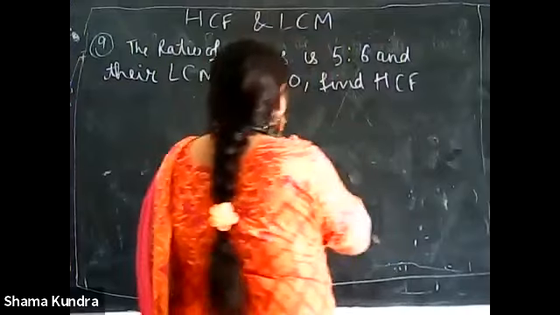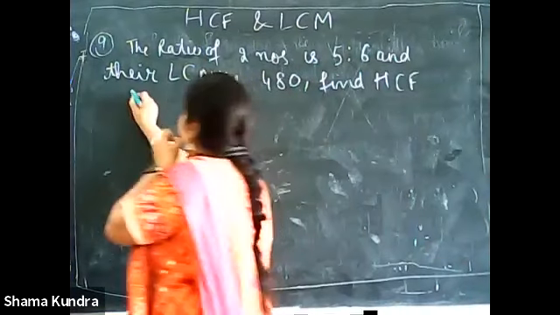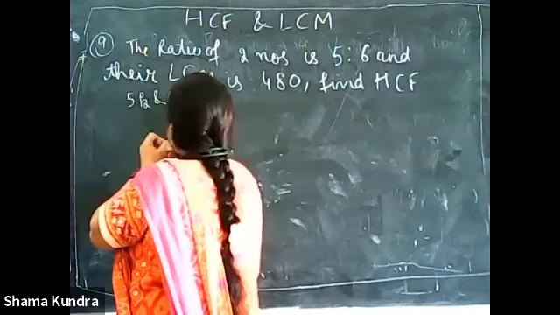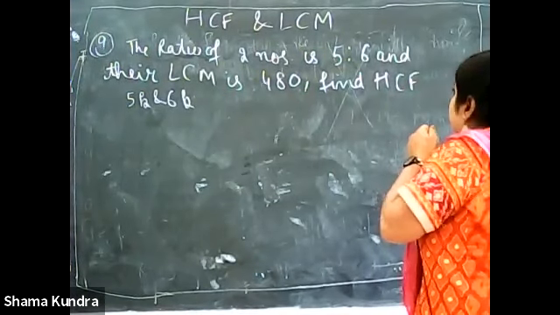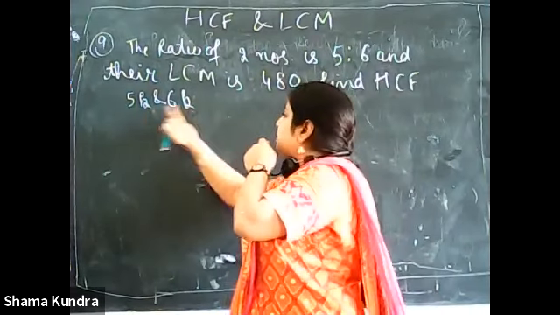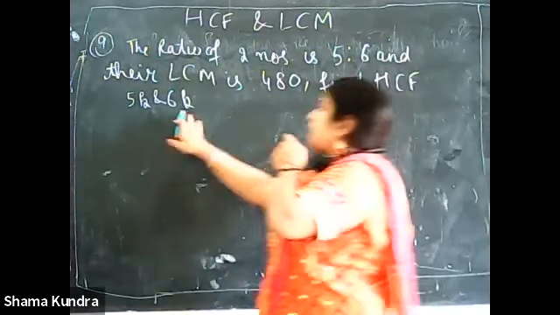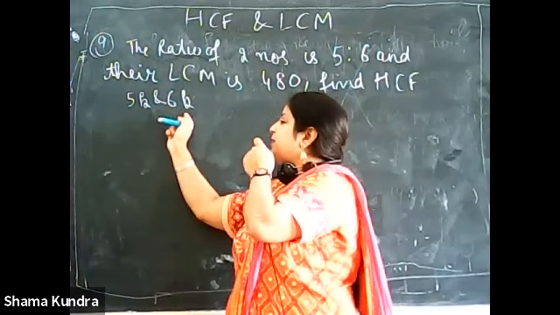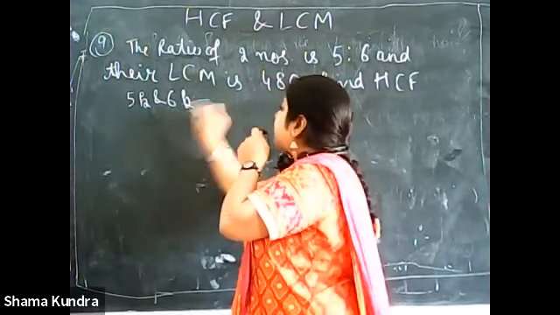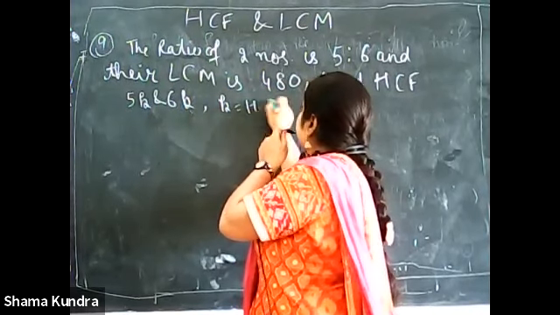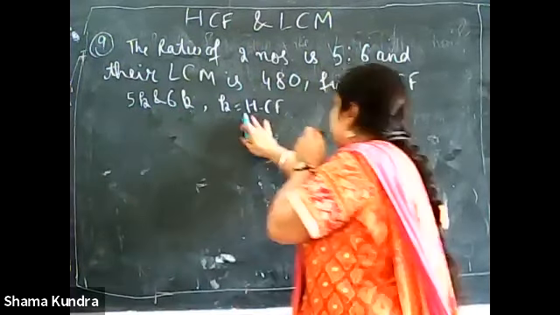The next question: the ratio of two numbers is 5:6. If numbers are in a ratio, you have to let the numbers be 5k and 6k, or 5x and 6x, where k is any constant. When you divide by the common number k, the ratio will be 5:6. As k is a common factor and the highest, k will be the HCF, since on dividing by k you are left with 5 and 6, which are co-prime numbers.